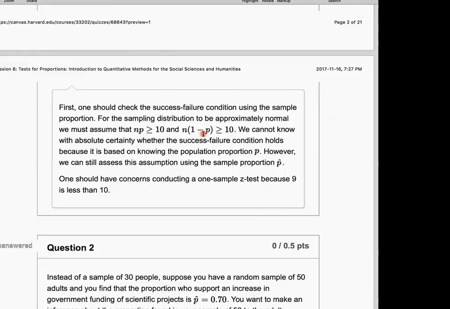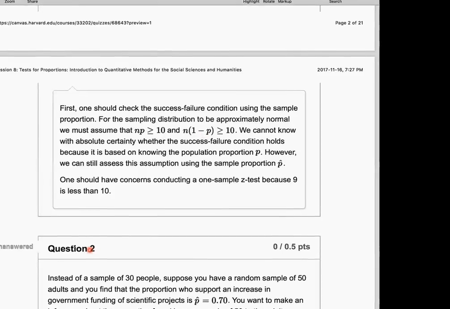So 0.3 times 30, as opposed to 0.7 times 30. So the main point is that we cannot know with absolute certainty, but we should have concerns because the second condition is not true.